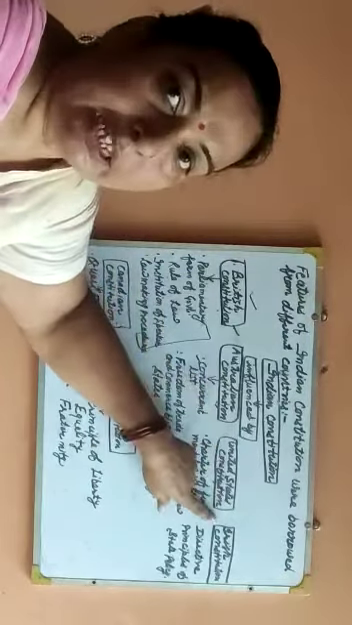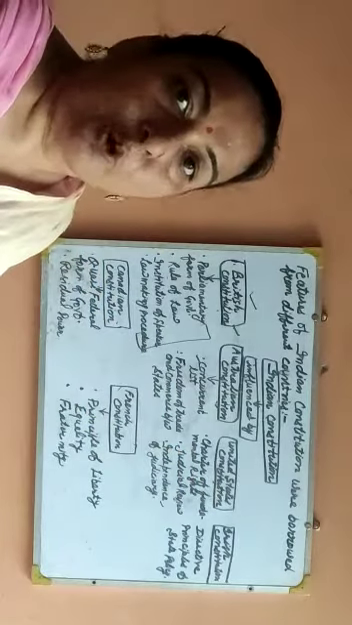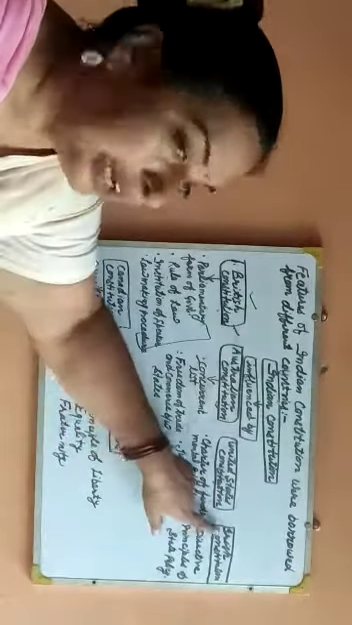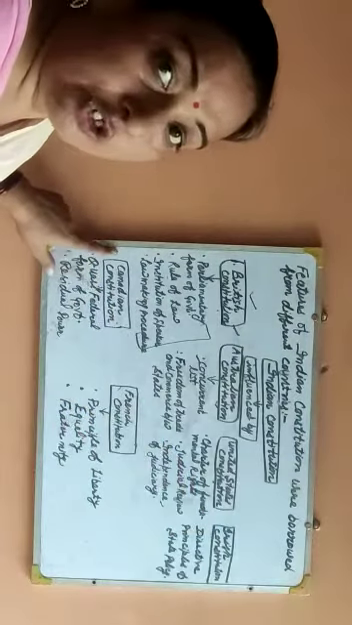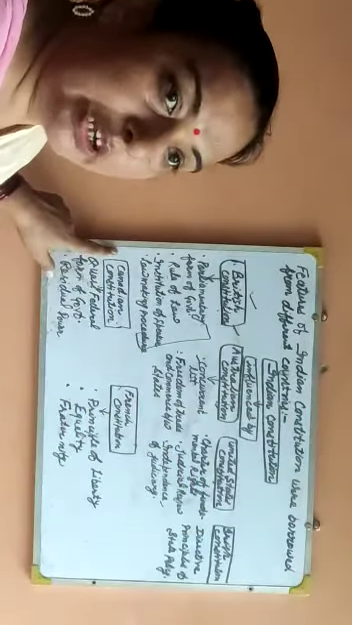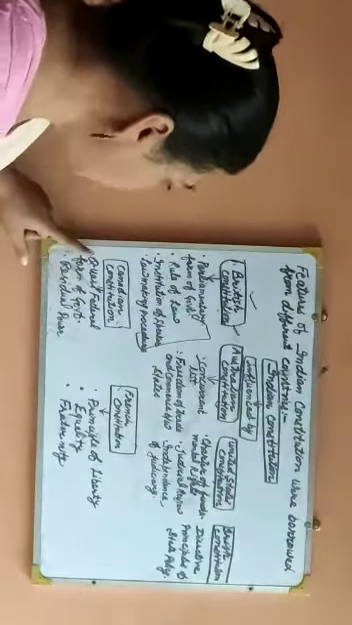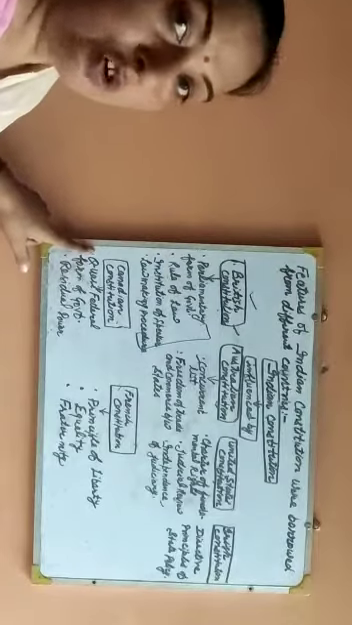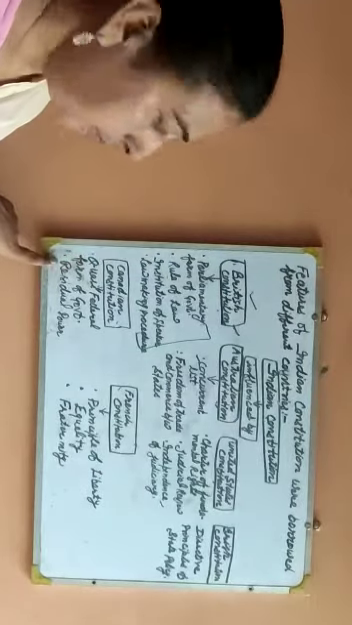Next is the Irish Constitution. Directive principles of state policy were drawn from the Irish Constitution. Then the Canadian Constitution. Which type of features did we take from the Canadian Constitution? That is the quasi-federal form of government and the concept of residual power.